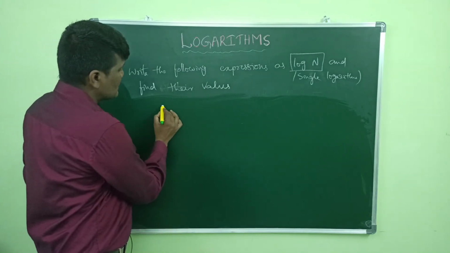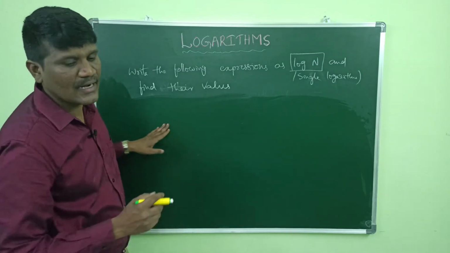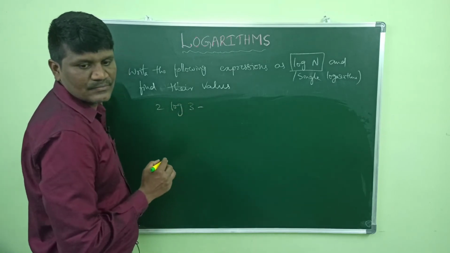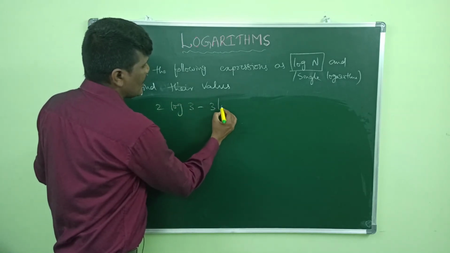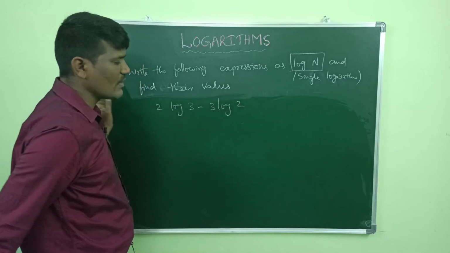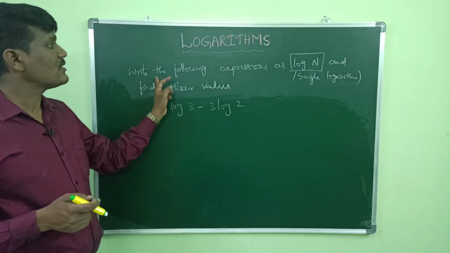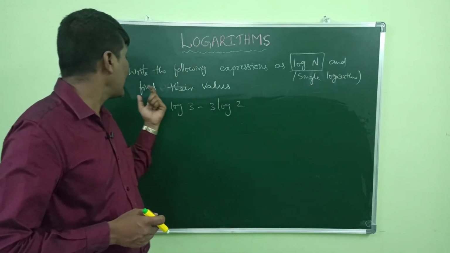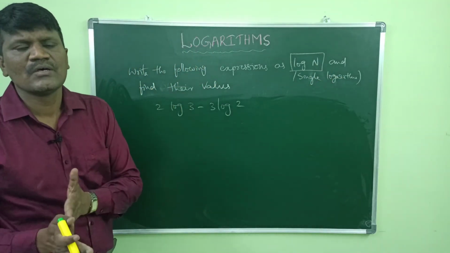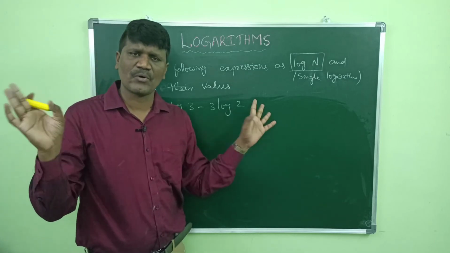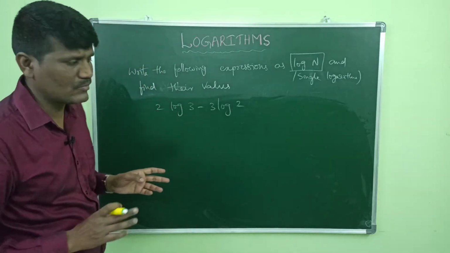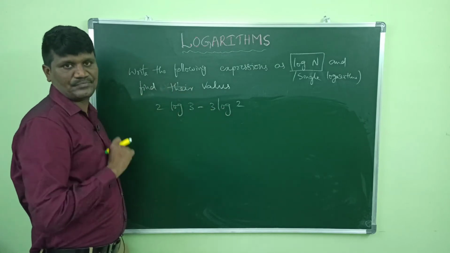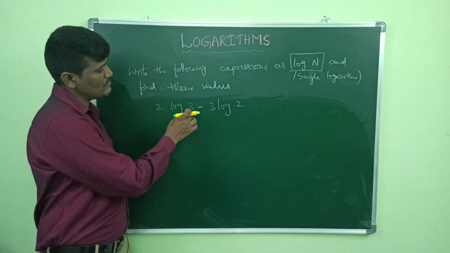The question is 2 log 3 minus 3 log 2. This is the question. Write the following expression as log n or single logarithm and find their values. So use all the formulas, the product rule and the power rule. Here I should make this into a single logarithm, right?